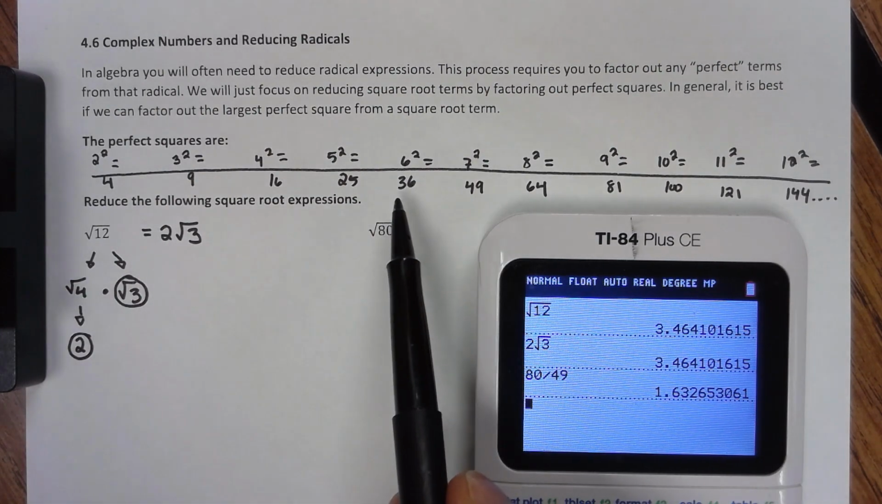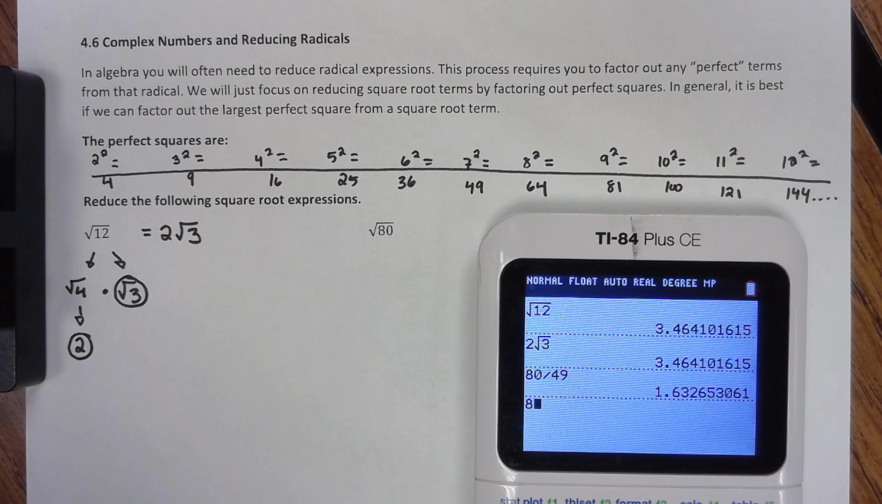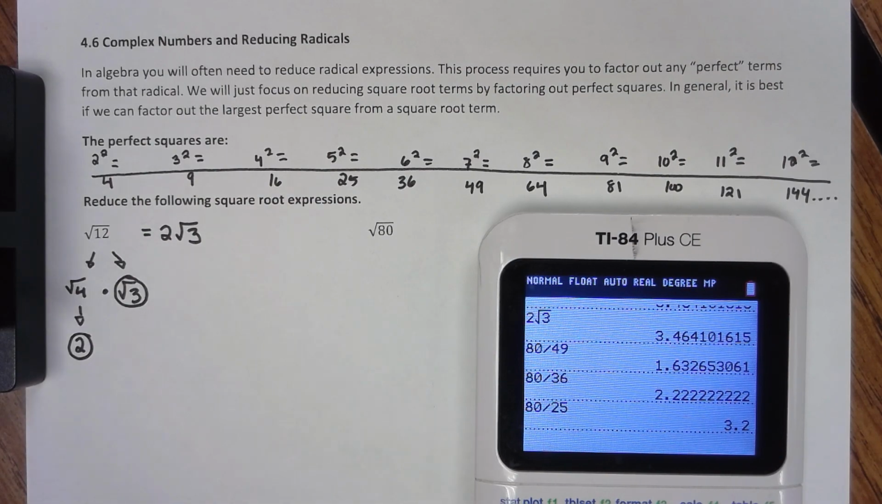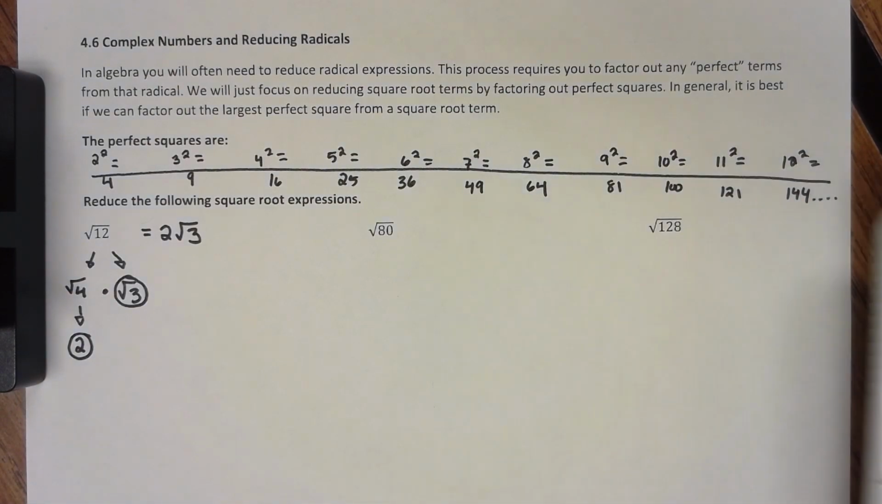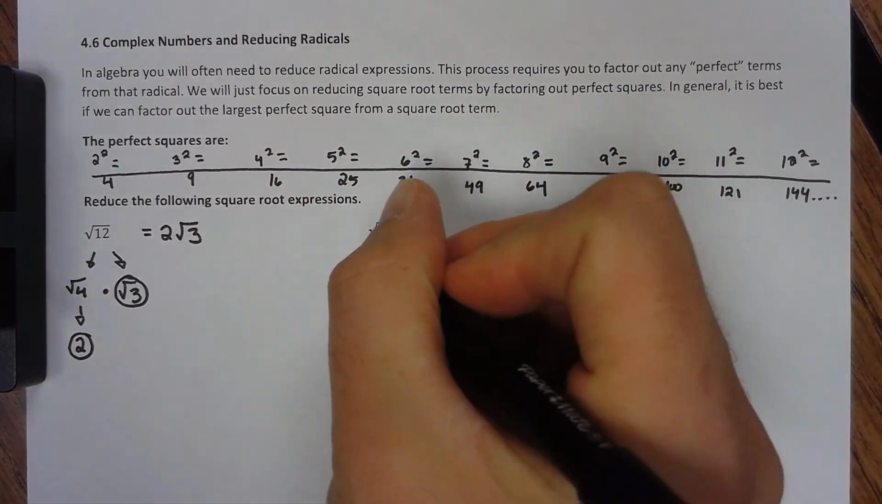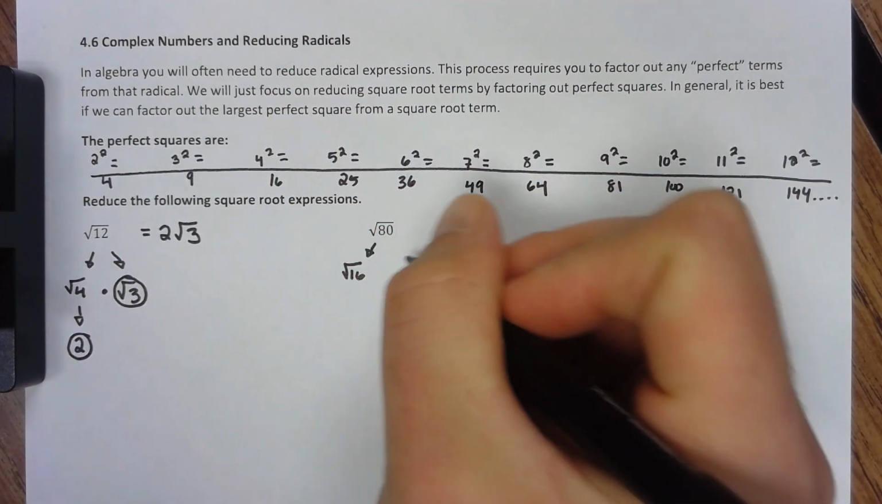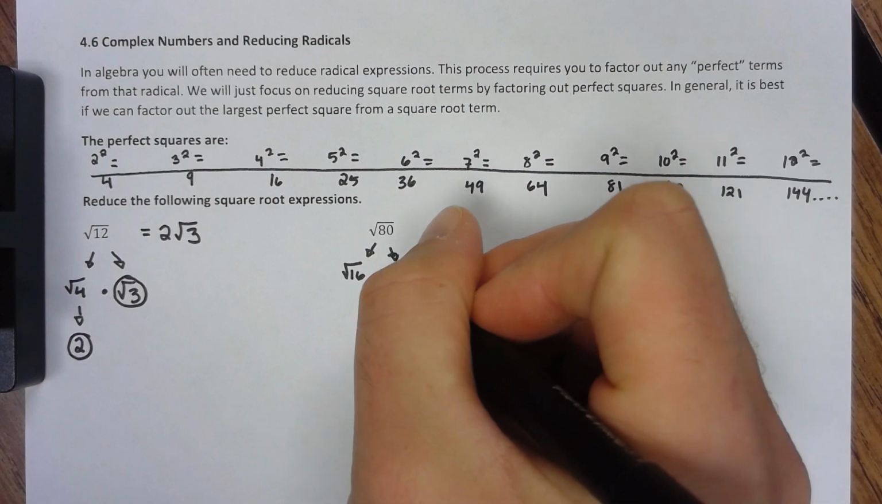Okay, so the first perfect square that might work is 36. So I just take 80, I divide it by 36, even if I know it's not going to work. Okay, doesn't give me a whole number, so I don't like that. So I'm like, okay, what about 25? Nope, doesn't work either. And then I just keep going down. Okay, so what about 16? Ooh, 16 and 5. And so 16 is the largest perfect square that divides 80. So we're going to factor the root 80 to be root 16 and root 5.